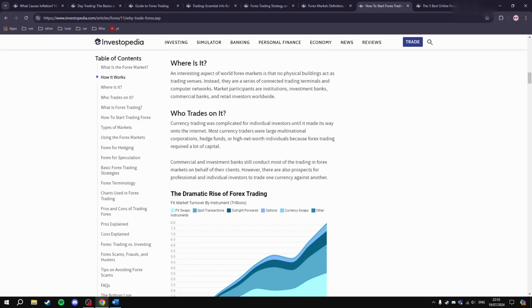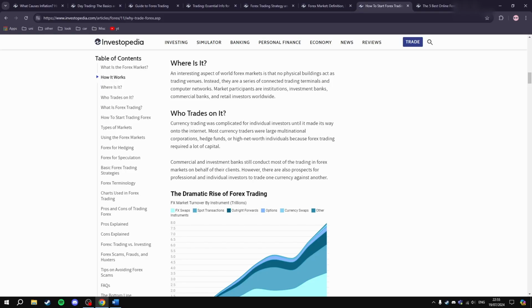Where is it? An interesting aspect of the world Forex market is that no physical buildings act as trading venues. Instead, there are a series of connecting trading terminals and computer networks. Market participants are institutions, investment banks, commercial banks, and retail investors worldwide.